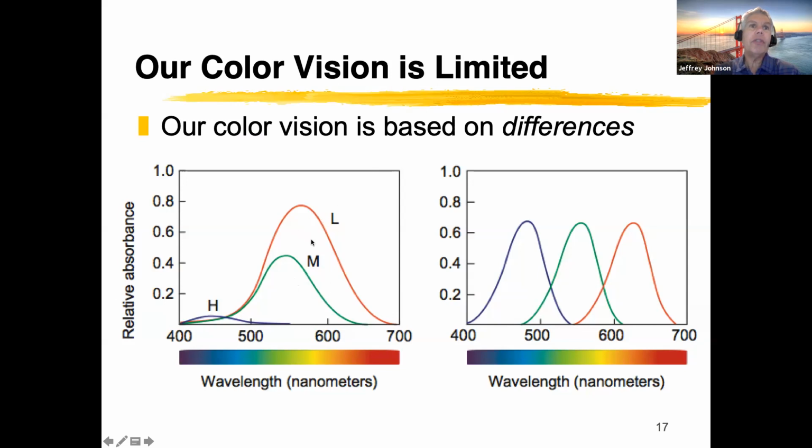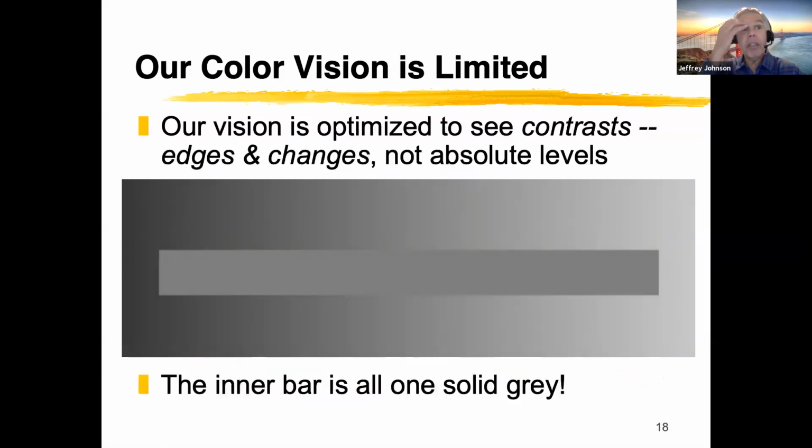So the result is that the human visual system, and like I said, the mammalian visual system, is not sensitive to absolute light levels like a camera is. A camera is sensitive to exactly how much light there is in a room or outdoors. But the human visual system is not sensitive to how much light there is. It's only sensitive to differences and edges and changes. So for example, if you look at this, the inner bar, the bar on the inside, is not light gray on the left and dark gray on the right. It is one shade of gray the entire way across. It looks light on the left and dark on the right because the outer, enclosing bar is dark on the left and light on the right. So what your eye is seeing is a contrast.